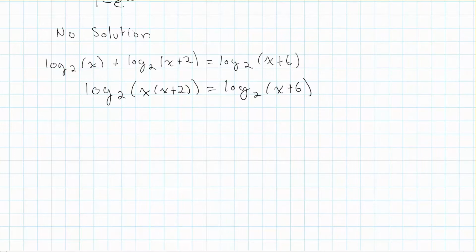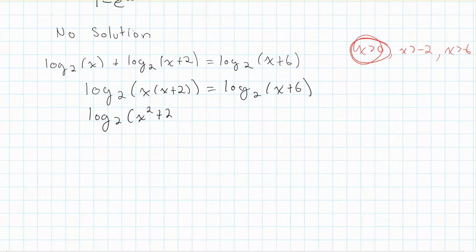Now, one thing I didn't do here, so I should do off to the side here, is what does x have to be? Well, we get x has to be greater than 0, x has to be greater than -2, and then also x has to be greater than -6 from those three logarithms there. So x greater than 0 is the one that we have to still focus on, because that's the most restrictive of the domains of each of these individual logarithms. All right. Now I'll go ahead and just multiply these out here. So this is log base 2 of x squared plus 2x is equal to log base 2 of x plus 6.